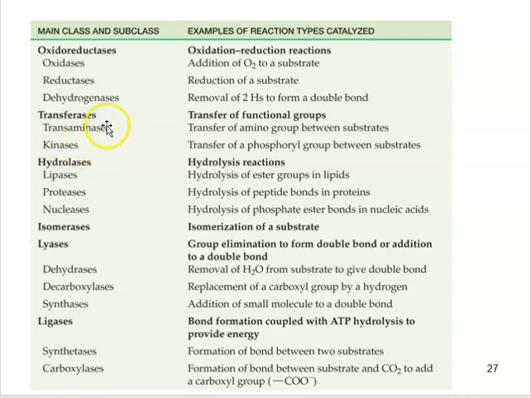Transaminases are taking amine groups, amino functional groups, right? It's taking it from one compound to another compound, but it's still transferring a group. But we can have subclasses that give us a little more information about exactly what's being transferred. Same goes for these other subclasses.